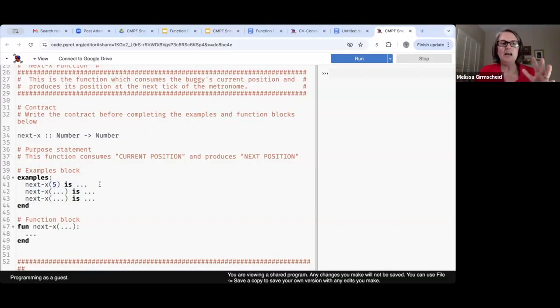And then the output is going to come after the "is." That's the calculation that I want to give the computer. If I know that buggy is already at 5, I want to give the computer a calculation to find the next position. Let's say that I saw in my lab that the buggy moved 35 centimeters every 2 seconds. I had a really slow one. I can put in something as simple as next x of 5 is 5 plus 35. And I can fill out the rest of my examples just using example numbers like that.